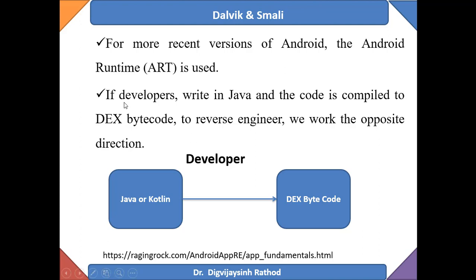Now let's go ahead. What is the job of the developer? The job of the developer is to develop the application using Java or Kotlin, and that application will be converted into the DEX bytecode by the Android runtime or by the Dalvik virtual machine. So this process, where the Java or Kotlin developed application is compiled into the DEX bytecode by the Dalvik virtual machine, is called the compilation.